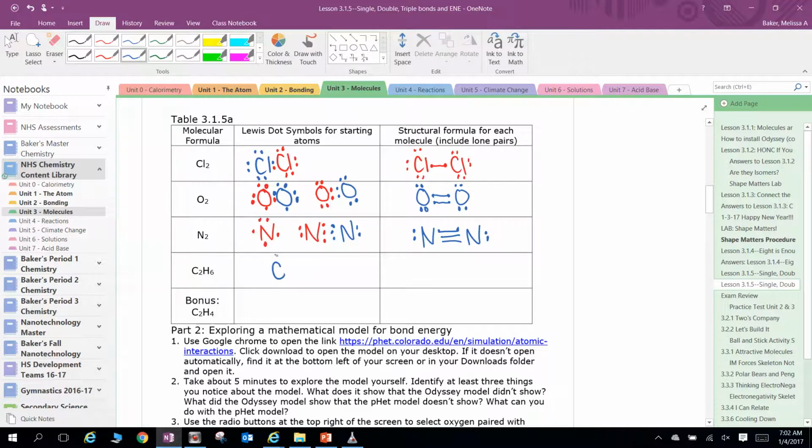C2H6. Carbon's got 4 valence electrons. So I'm going to draw the 2 carbons next to each other. And then it looks like the hydrogens will fit in very nicely all around. So a better way to write this out would be using the lines. So we've got each carbon having 4 bonds.